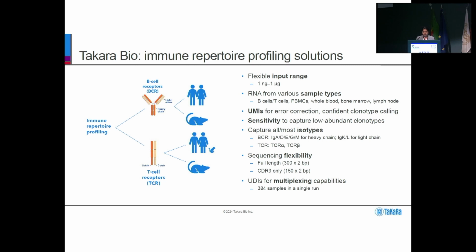lymphoid tissues. We have UMIs for error correction, which help in the confident clonotype calling. The sensitivity of the kit is pretty good, and we can capture low abundant clonotypes. Some of the data I will be showing in the later slides. For BCR, we identify all 3 chains, heavy, kappa, and lambda. And for TCR, it's more focused on alpha and beta chains. We provide sequencing flexibility also, so the user can do CDR3 only sequencing or full length VDJ CDR3 based on the question they want to answer. And for the multiplexing, we provide UDIs, which can help multiplex 384 samples in one single run.